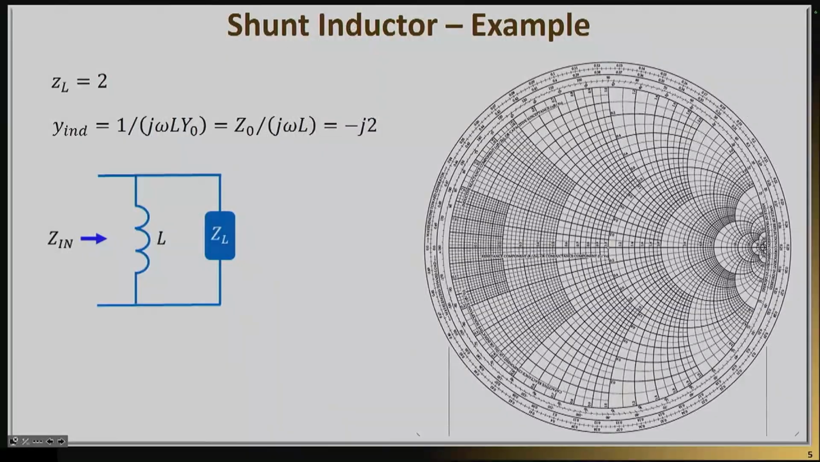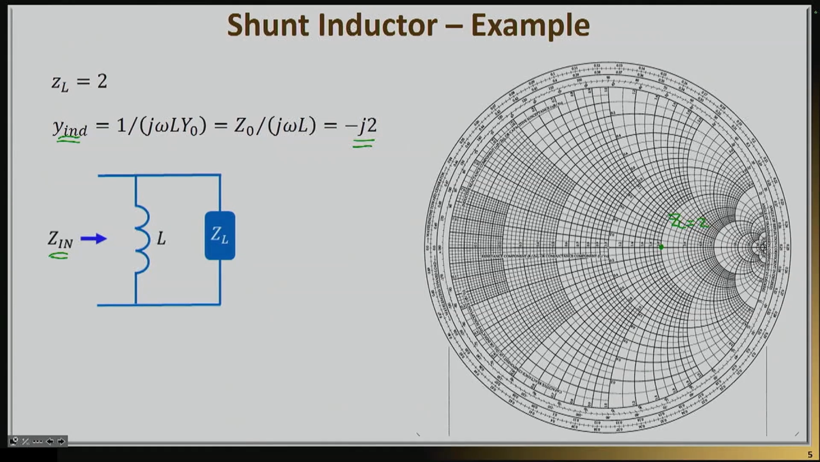So let me pick one of these loads, the one I just picked before. Let's pick ZL equal to 2, normalized, right here. I'm picking the real part of 2, imaginary part of 0. And let's suppose that I'm now adding a shunt inductance whose normalized admittance is Y inductance equal to negative J2. And the question is, what is now my Z in?